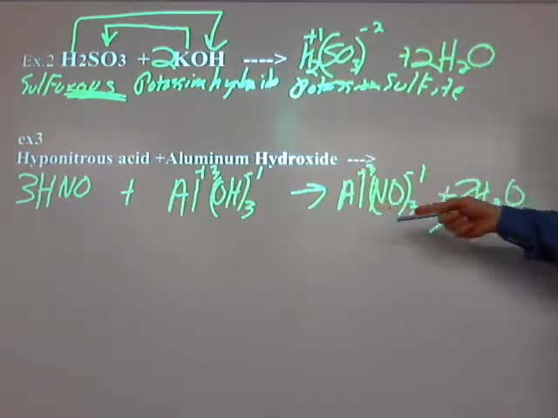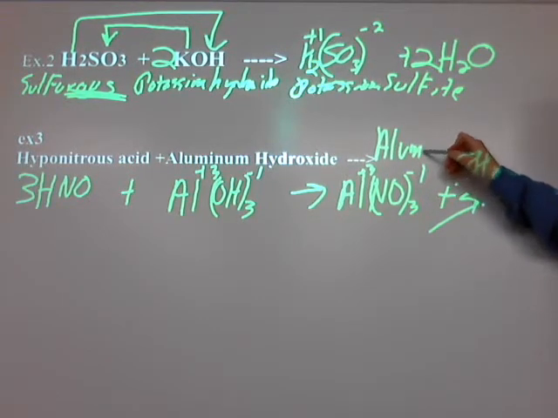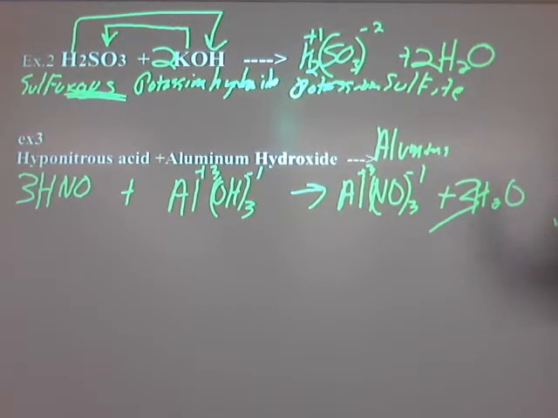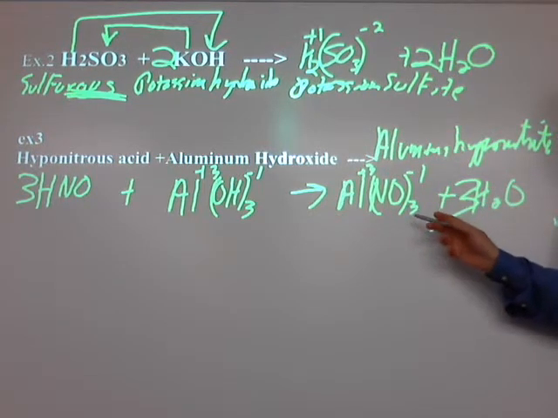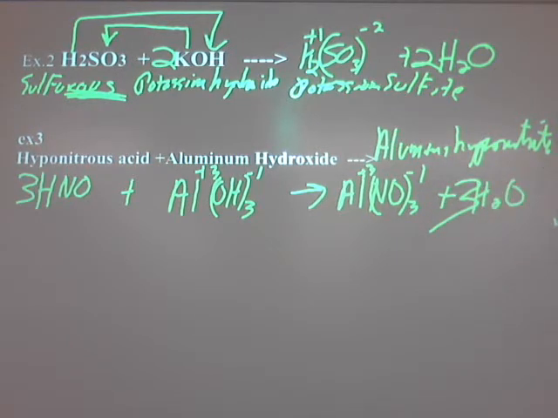Hyponitrous acid, aluminum hydroxide. What would this one be? Aluminum. Careful. Hyponitrite is correct. Don't let that 3 confuse you. If that 3 were on the inside, it would be a nitrate, right? But it's on the outside, so it's actually hyponitrite. Wow, look at that.